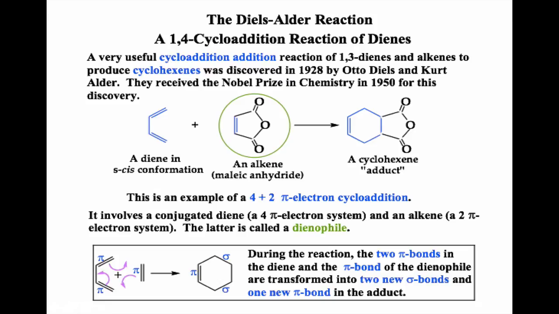Okay, and so we have what's known as a diene. Notice it has to be in the S-cis conformation. We talked about that the other day. And this is the dienophile.